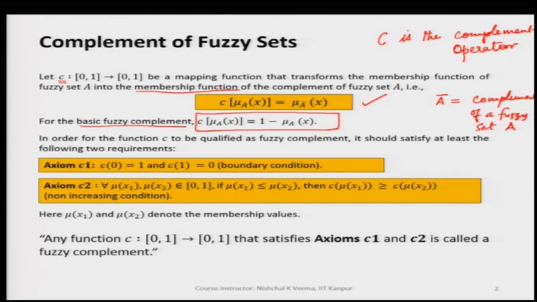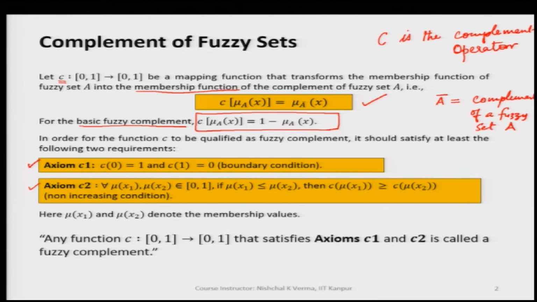But apart from the basic complement, we have so many other complement operators. In order for the function C, that is the fuzzy complement, to qualify as a fuzzy complement, it should satisfy certain criteria, certain axioms. Here we have two axioms, axiom number 1 and axiom number 2, designated by C 1 and C 2. So, let us now look at C 1.